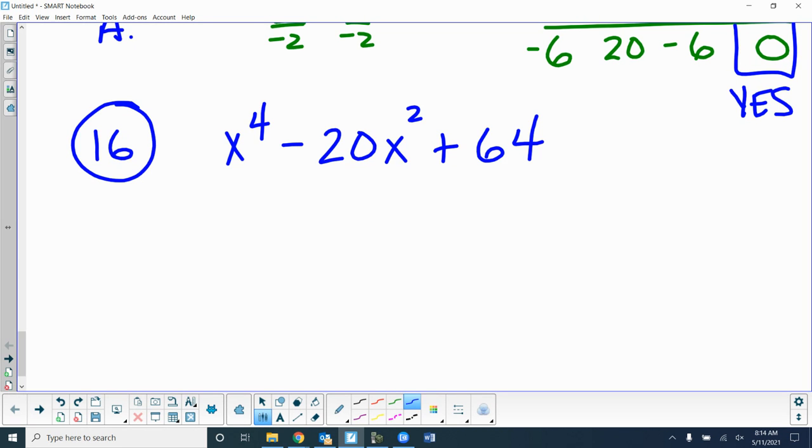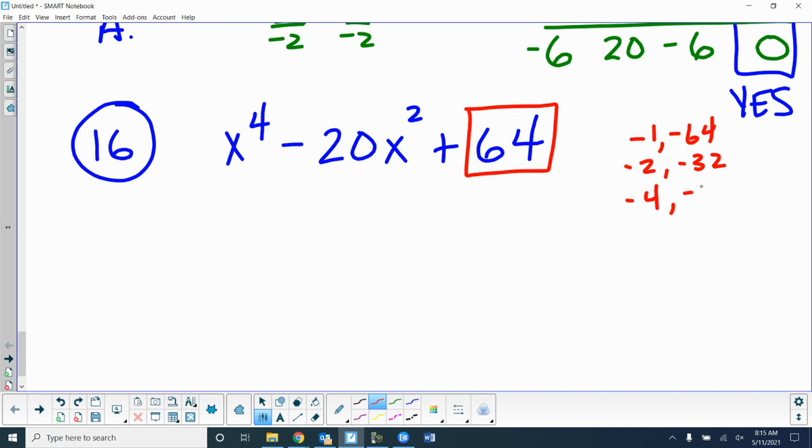All right, and my A value is 1, my B is negative 20, my C is 64. So all I'm really worried about, since my A value is 1, are factors of 64. And when your third term is a positive in a trinomial, they're both whatever the B value sign is. So these are going to both be negative. So it's either going to be negative 1 times negative 64, negative 2 times negative 32, negative 4 and negative 16, or negative 8 and negative 8. Any of those add up to negative 20?